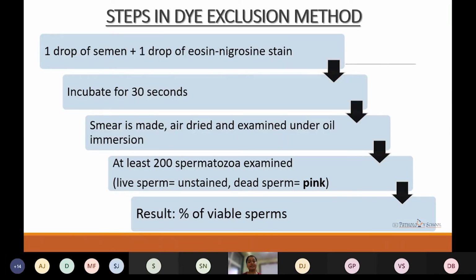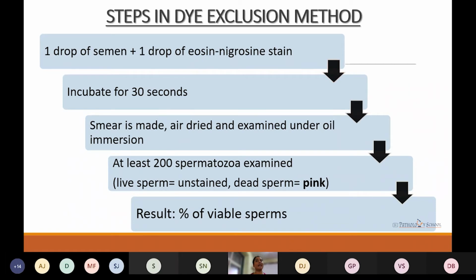What are the steps in the dye exclusion method? We take 1 drop of semen and we add 1 drop of eosin nigrosin stain to it. Then we incubate it for 30 seconds. Then a smear is made and it's air dried. And then we examine it under oil immersion, that is 100x. At least 200 spermatozoa have to be examined.